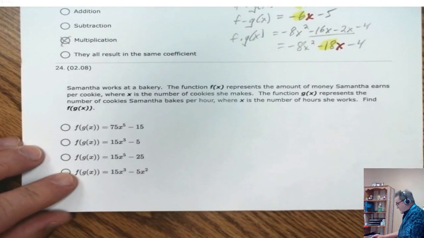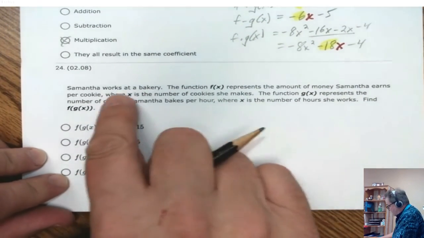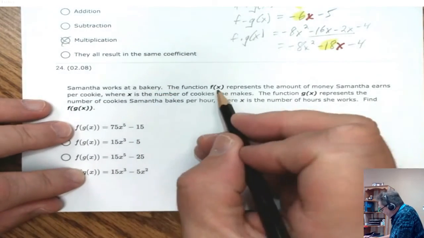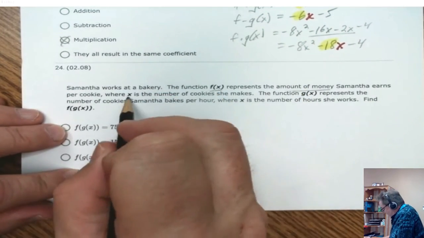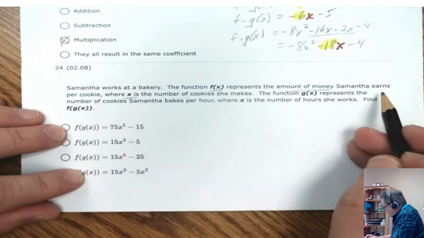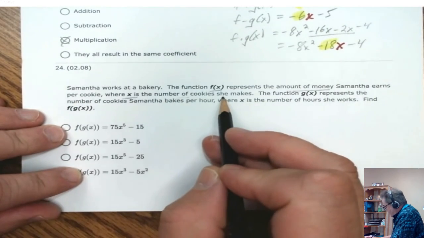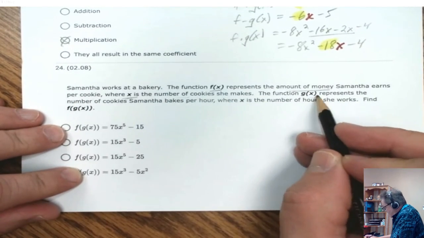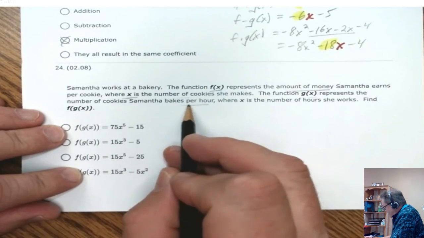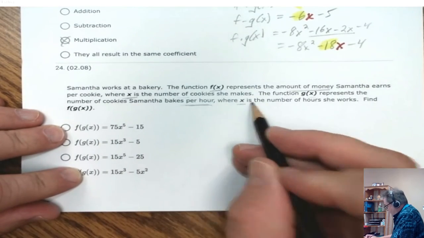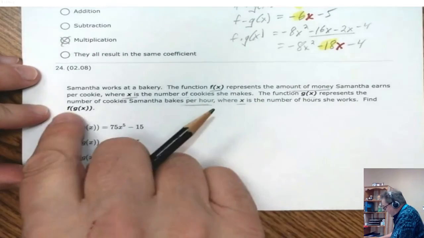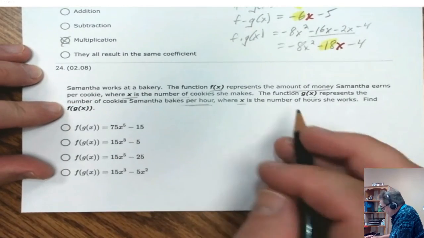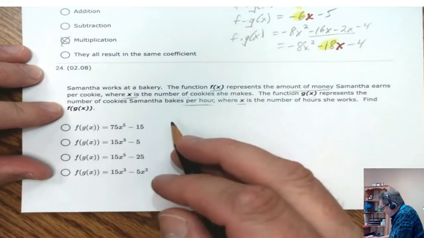All right, last problem. Samantha works at a bakery. f(x) represents the amount of money she earns, and x is the number of cookies. So this is the amount she earns per cookie. g(x) represents the number of cookies she bakes in an hour, where x is the number of hours. Find f of g of x.